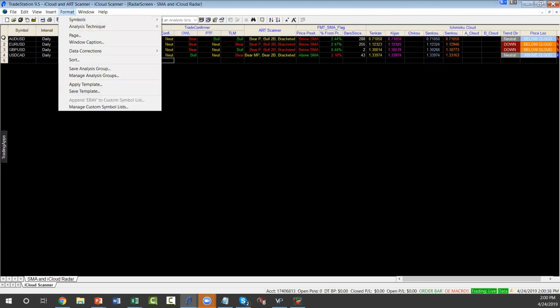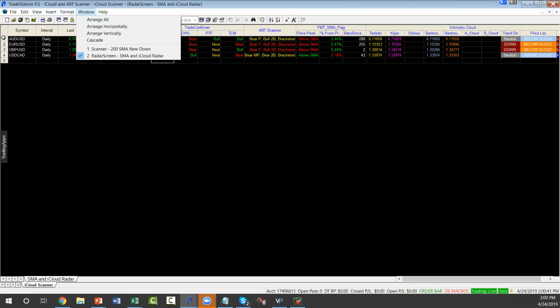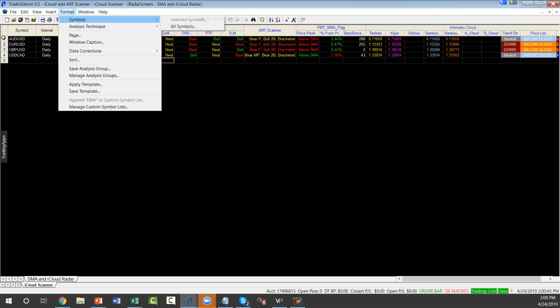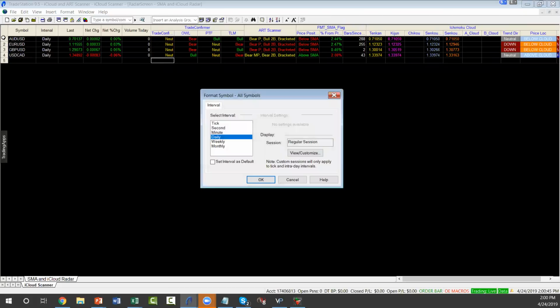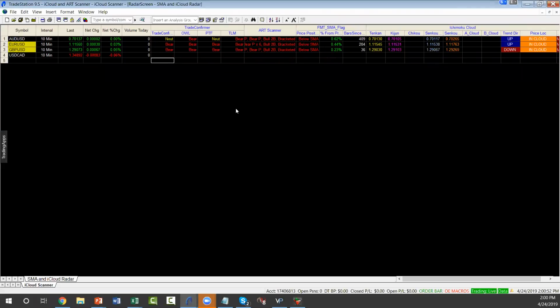Well, we can change this because this works on any time frame. So let's go to a 10-minute. And that changes things. We have 2 bearish candidates on a 10-minute interval. So the Euro USD and the British Pound USD both have bearish signals. And Ichimoku Cloud is confirming that down on the British Pound.